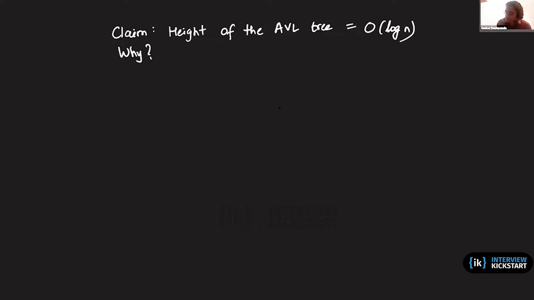So what does it mean for the height to be order log n? What it means is we want to show that the height of the tree is bounded from above by some constant multiple of log n. That's what it means for h to be order log n. Another way to say this is that log n should be greater than or equal to h by c. By the way, if the math confuses you, just assume c is 1. So if h is less than or equal to log n, that means log n is greater than or equal to h.